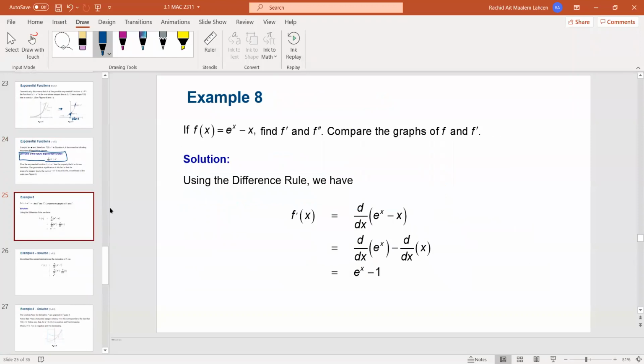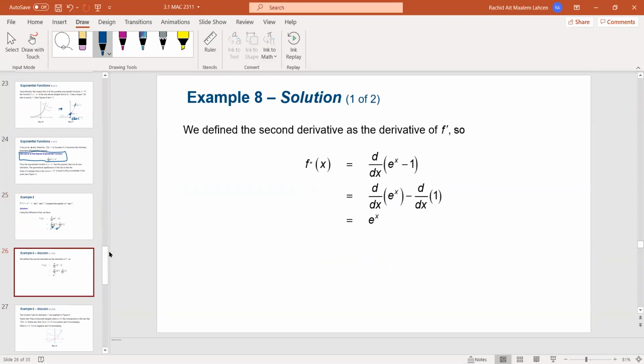For example, if we have this function, find the first derivative and the second derivative. If you apply it, you see now you have a difference. So you can apply the difference formula, which means the derivative of e^x, subtract the derivative of x. This one is the same, and this one is 1. Then we do that again for the second one. The derivative of 1 is 0, because it's a constant, and you get e^x.